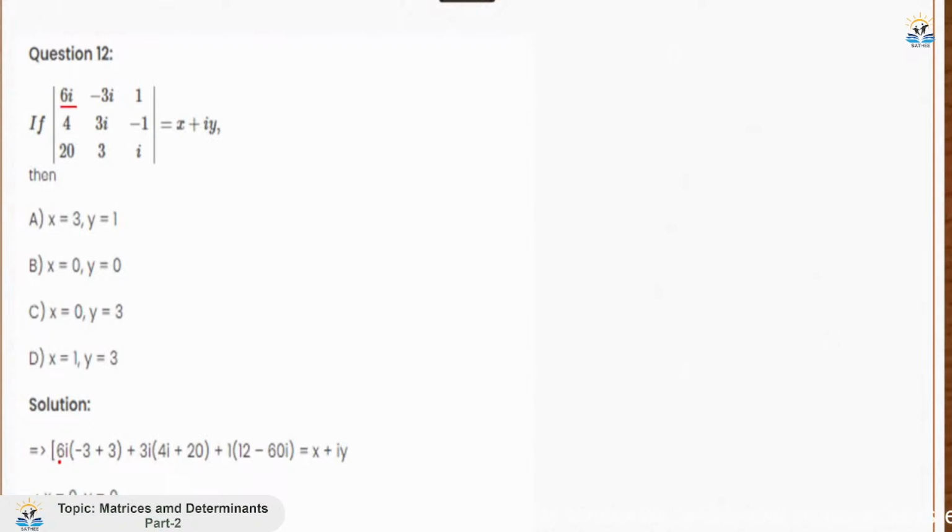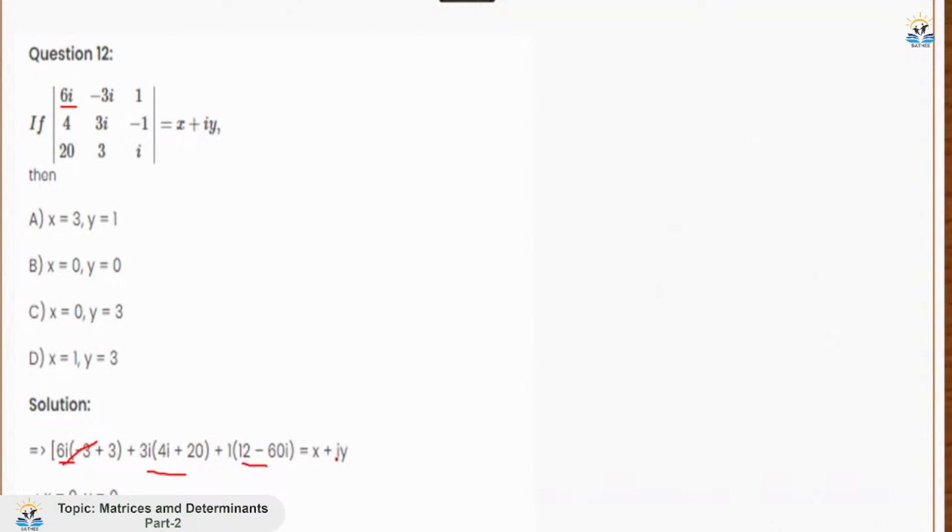Take 6 iota, then evaluate this determinant. It will be 3 iota square. Iota square is -1, so -3 plus 3, so it would be equal to 0. So basically ये चीज तो कैंसिल हो गई. फिर प्लस 3 iota क्योंकि माइनस माइनस प्लस हो जाएगा. 4 iota plus 20. 4 iota plus 20 plus 1, 12 minus 60 iota.